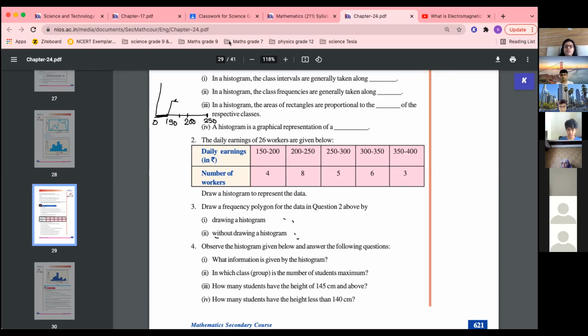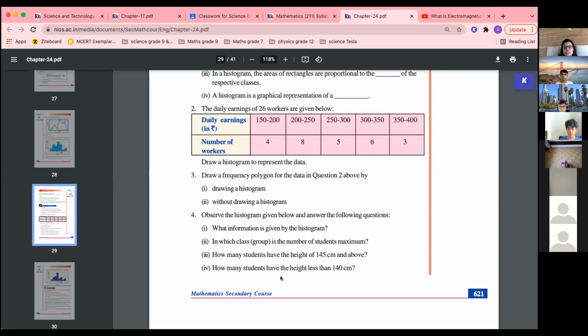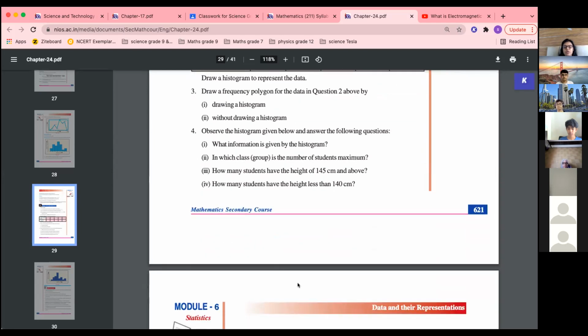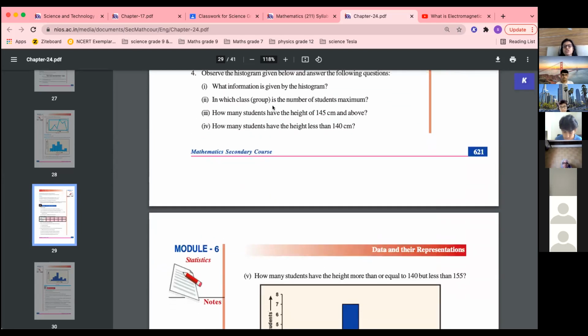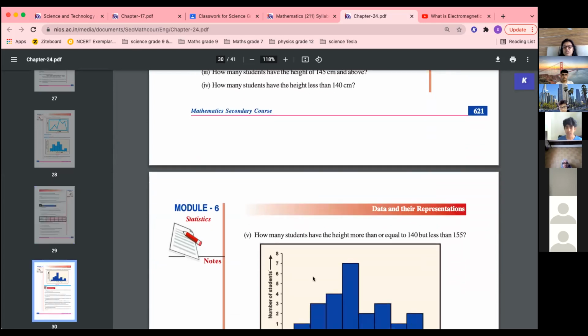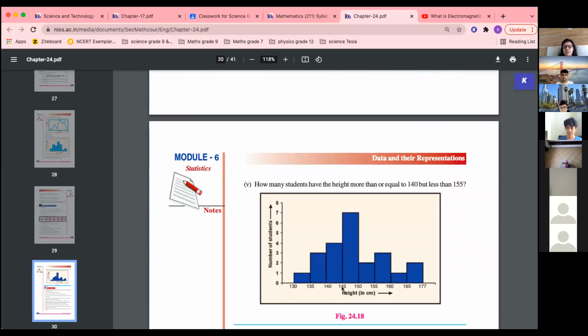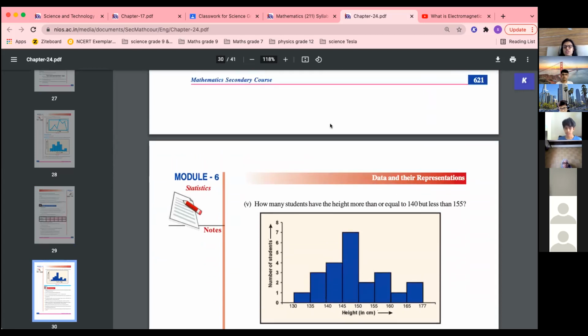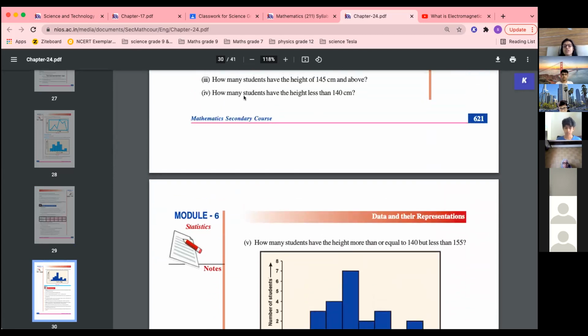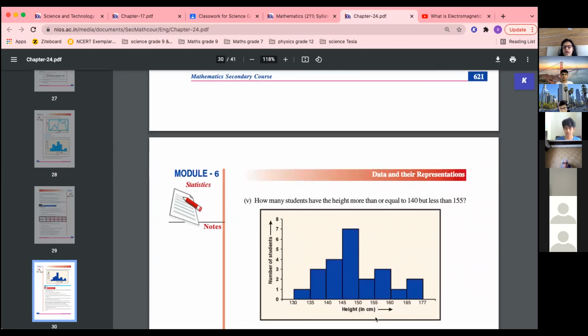Observe the histogram given below and answer the following questions. What is the information given by the histogram? Okay, you just read it. In which class group is the number of students maximum? So it is visible that in the height 145 to 150, the maximum number of students are there. Okay, how many students have the height 145 centimeter and above?